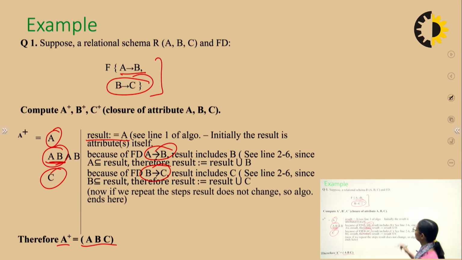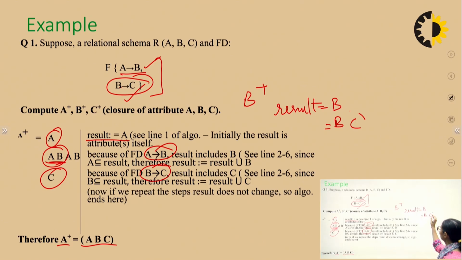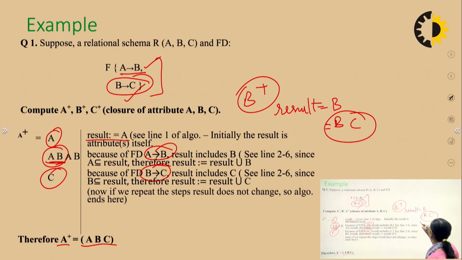Now look for B plus. So here result is equal to B. Now this FD satisfies my condition under the loop. So now my result becomes B union C, that is BC. Now if I go further, this FD does not satisfy the condition. A is not a subset of my BC. So in that case, the closure of B becomes BC.